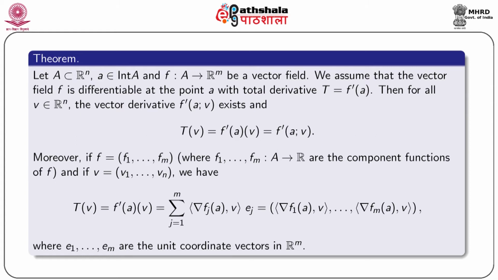If we know the components of F and V, we can write it in a more simplified form. Let F1, F2 up to Fm be the component functions. So, F1 to Fm are scalar fields defined on the set A and let V equal V1 up to Vn. Then we have Tv equal to F dash A operated on V equal to the summation from j equal to 1 to n of inner product gradient Fj A and V times Ej, and this equals the ordered m-tuple: inner product grad F1A and V up to inner product grad FmA and V. Here E1, E2, up to Em denote the unit coordinate vectors in Rm.